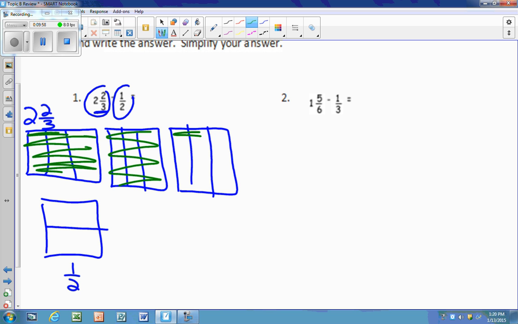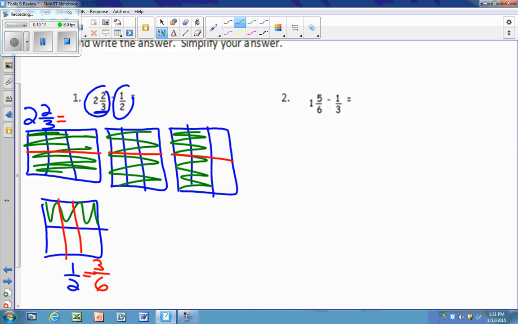And then 2/3, 2 of these thirds. And then we need to shade in a whole entire 1/2. And then we need to put our lines in. So we're going to take our half. And over here, we're going to take our thirds. And we're now working with 6. So we're going to end up over here with 3/6.